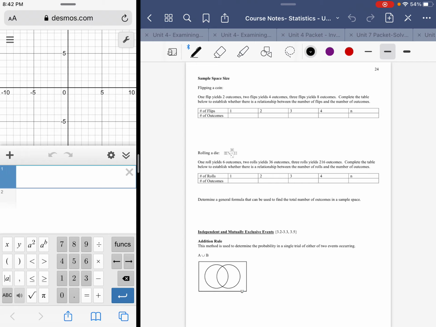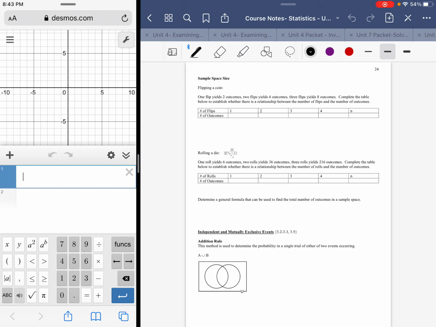So we're looking at page 24 in the packet, still Unit 2. Sample space size. The idea behind this is that we should be able to figure out the total number of elements in a sample space without actually having to list out the whole thing. But in order to do that, we want to investigate and see if we can develop a rule that we can apply in all cases, or at least many cases.